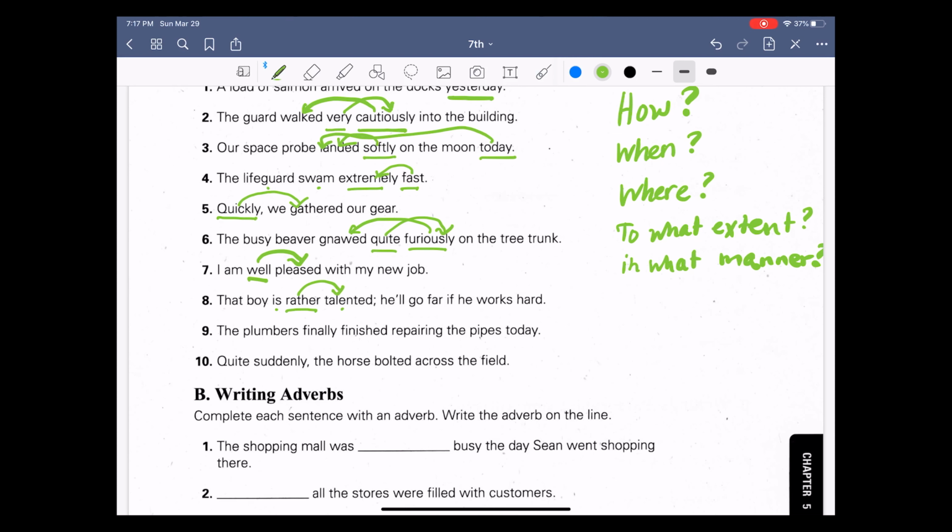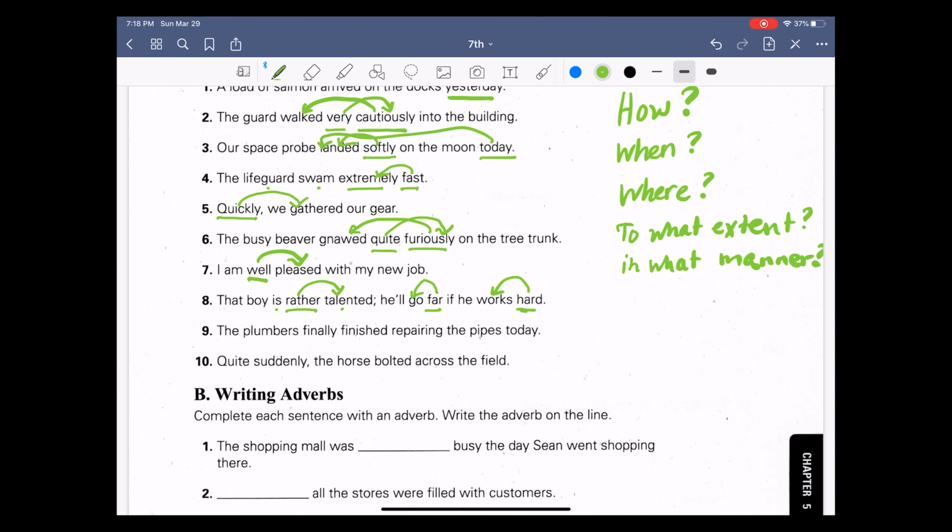Then he's going to go. He'll go. Where's he going to go? He's going to go far. So where, far, that's an adverb telling us about go. If he works hard, works, how's he going to work? Hard, that's your adjective, and it's telling you about works.